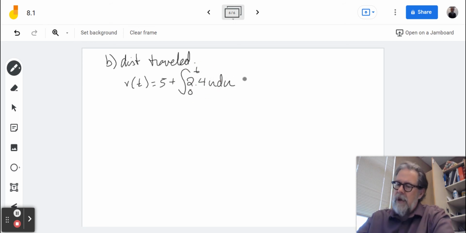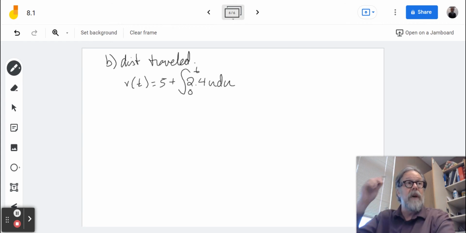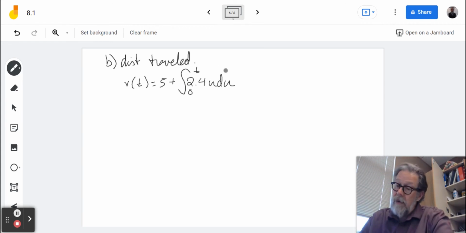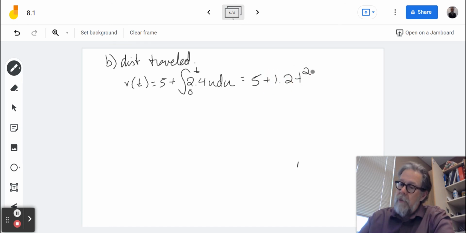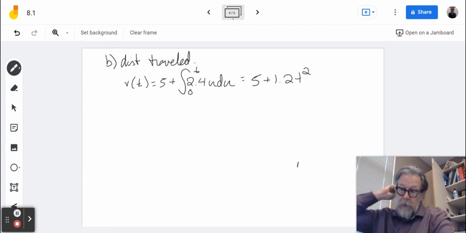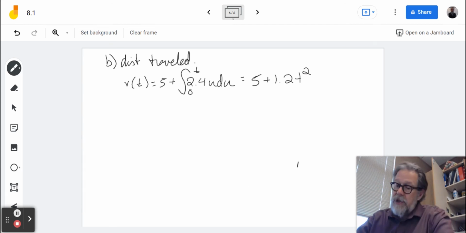I chose u just arbitrarily. I don't want to use t because we don't want those to be the same. We don't want our indices and our variables to be the same. And so I know that this becomes 5 plus 1.2 t squared when I undo that. And so what's my distance traveled?